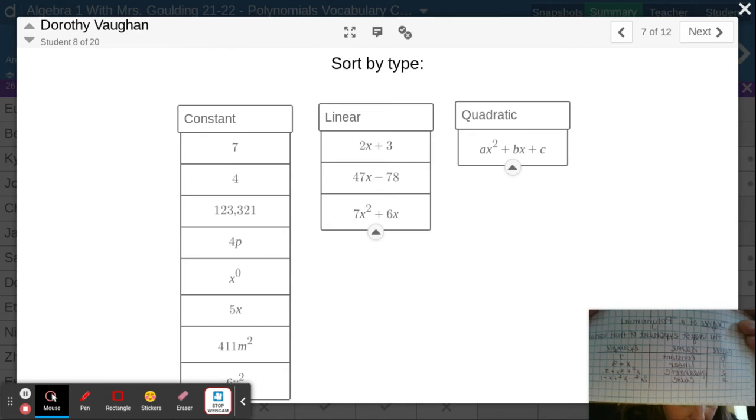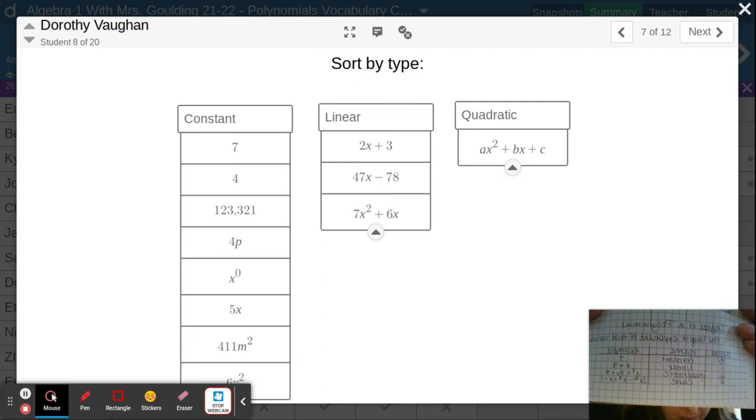The linear polynomials have a degree of 1. So that means it has an exponent, and it does not have any exponent greater than 1. If it's to the second power, that's going to bump it up to a quadratic. So there is at least one variable that has an exponent of 2.